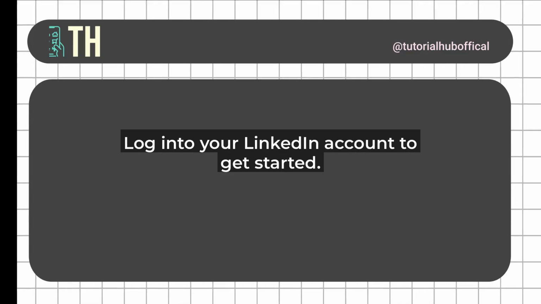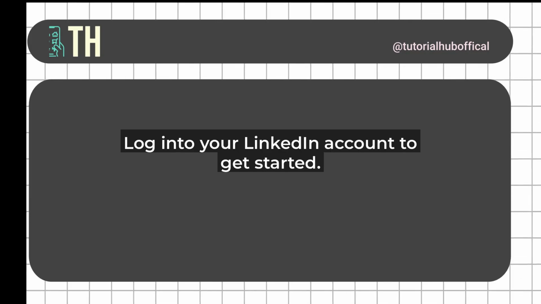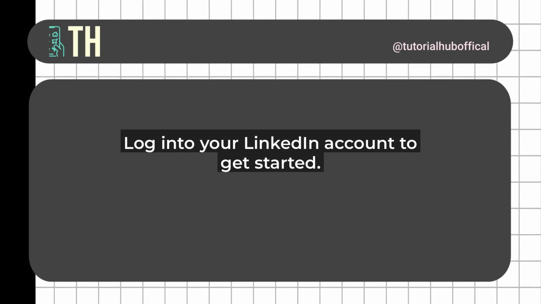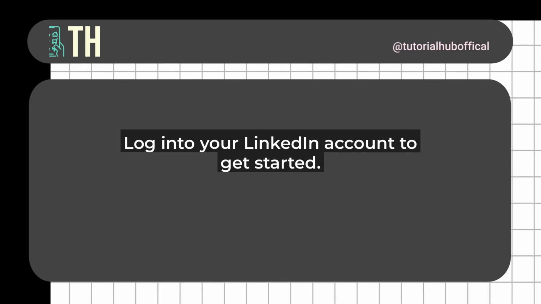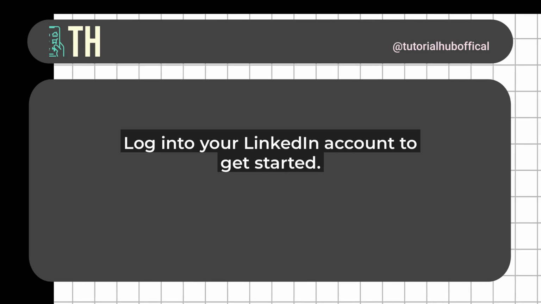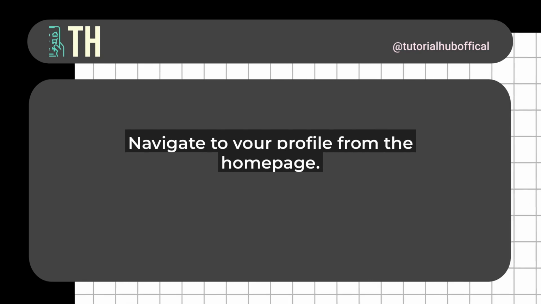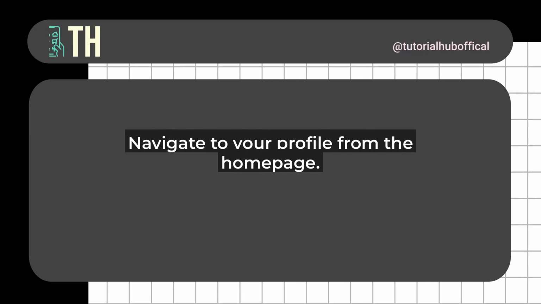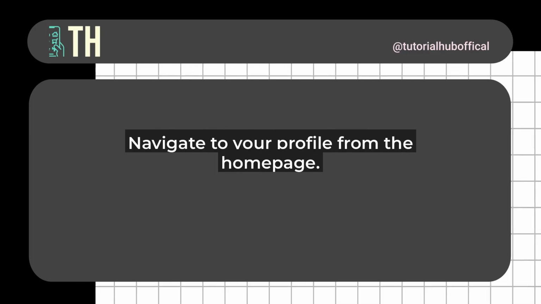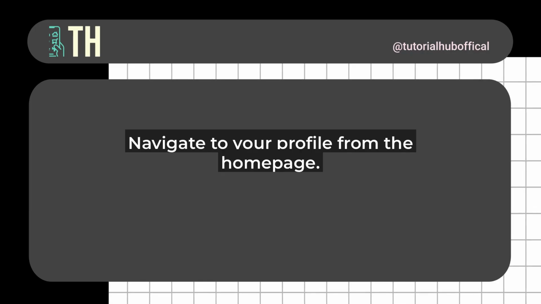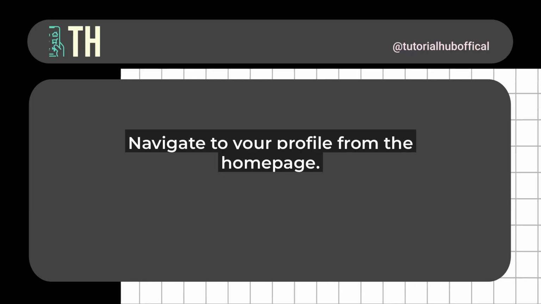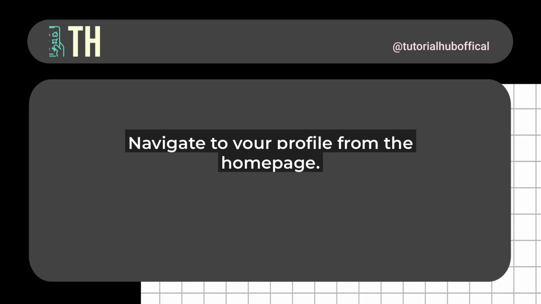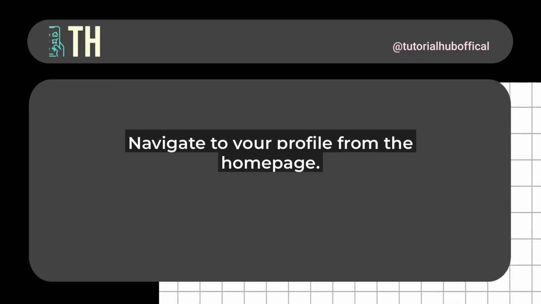First things first, make sure you're logged into your LinkedIn account. If you're not, head over to linkedin.com and sign in with your email and password. Once you're in, the easiest way to find your ID is by going to your own profile. You can do this by clicking on your profile picture in the top right corner of the screen. That's the one with your photo. Or by searching for your name in the search bar and selecting your profile from the results.